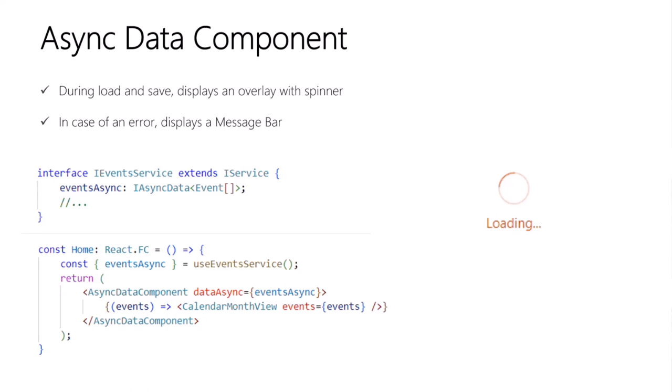Then below in our React component, in this example, you're using a hook to get the eventsAsync value from the service. And we simply pass it into an async data component, which then takes care of the boilerplate UI for rendering spinners or an error message. The children of the async data component is a render prop, a function, which receives the actual data that you can then use to render whatever UI you need. And in this example, it's an array of events, and we're just passing it on to a custom component.